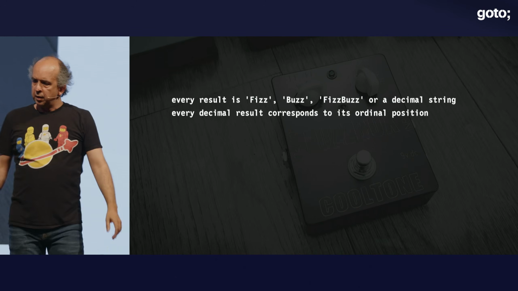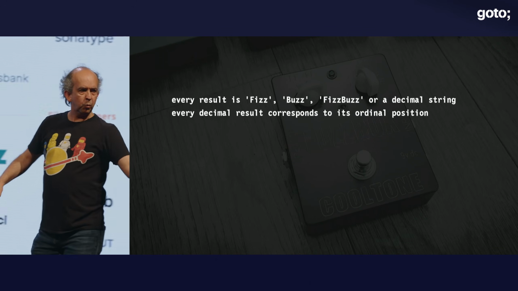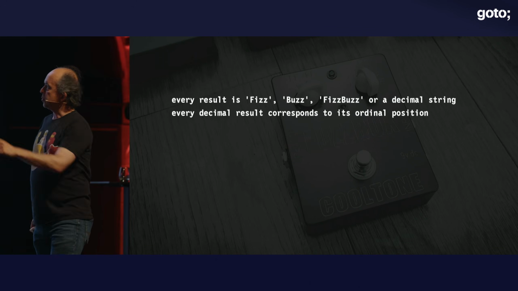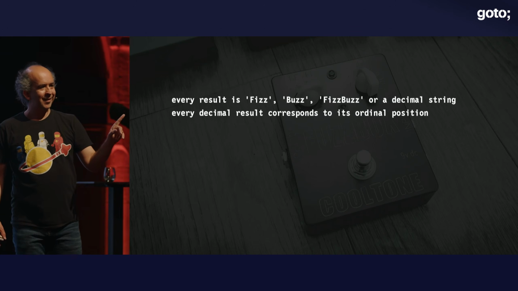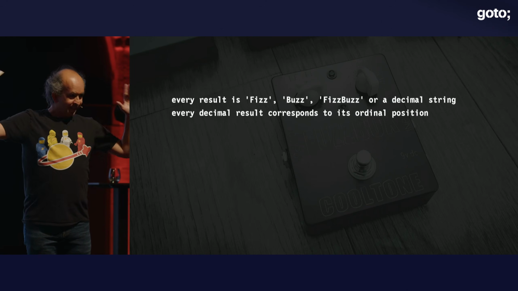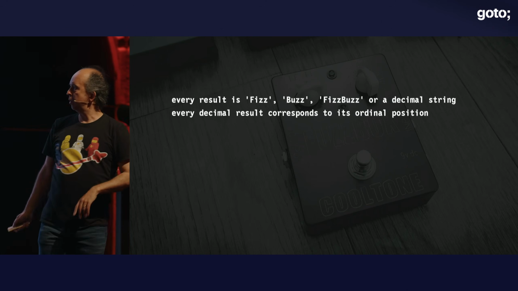What are the properties we're interested in? So this is property-based testing, effectively. Every result is FizzBuzz, or a decimal string. Is that true? Yes, it is. Have we understood the domain enough? Yes, that's a true statement. If that fails, we've done something wrong. Every decimal result, 1, 2, 4, 7, etc., corresponds to its ordinal position. In other words, we don't expect to find 1 at index 33. A 1 should be at 1, and so on.